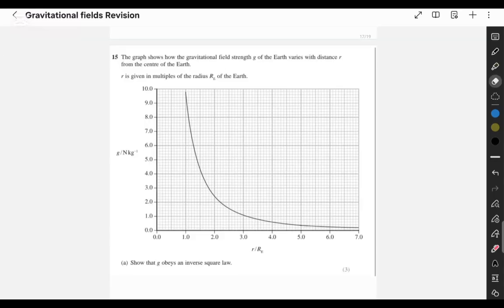Let's move on. Here we have another question. The graph shows how the gravitational field strength G of the Earth varies with distance r from the center of the Earth.